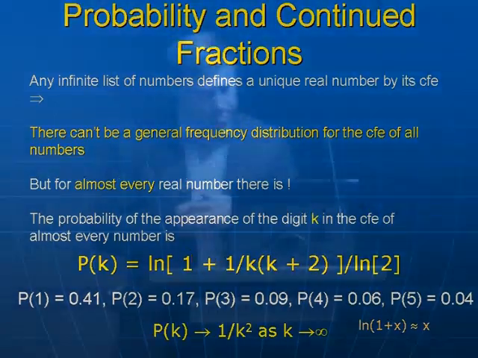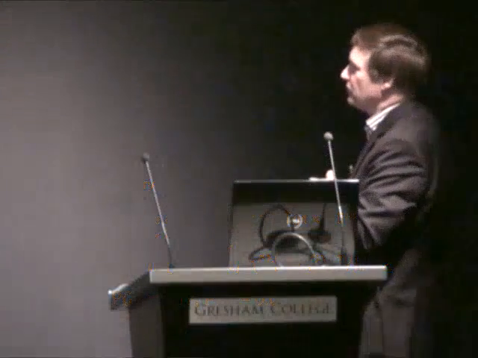So any infinite list of numbers produces one and only one continued fraction expansion, and that corresponds to one irrational number. So the message you should take from this is that there actually can't be a general theory of the frequency distribution of numbers for every continued fraction expansion, because any list of numbers you care to give me produces some irrational number by its continued fraction expansion.